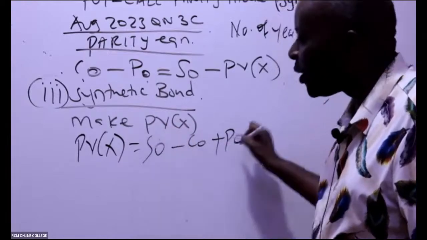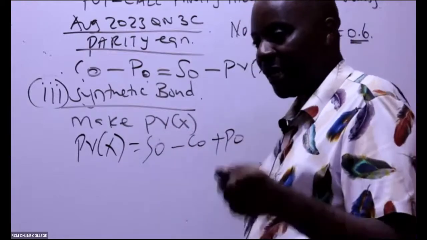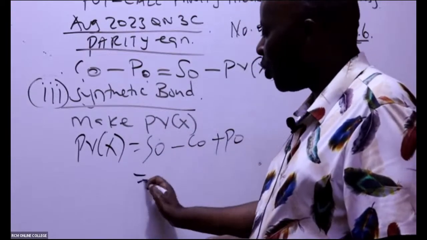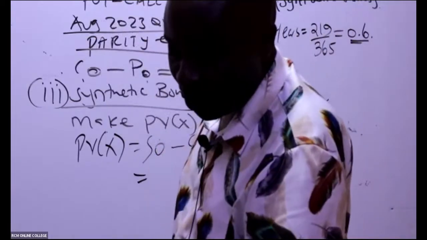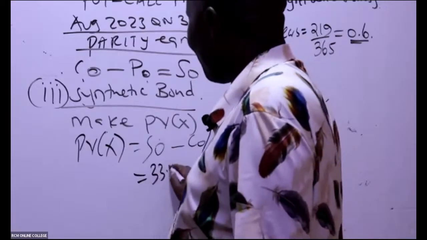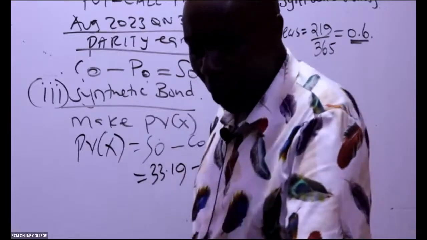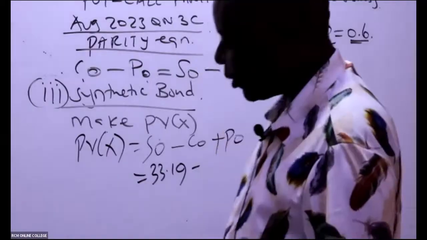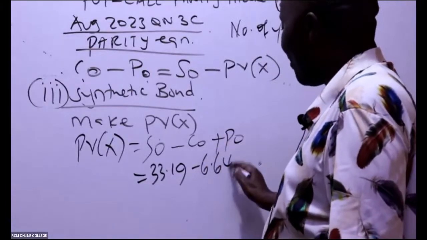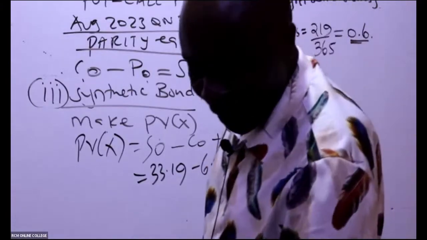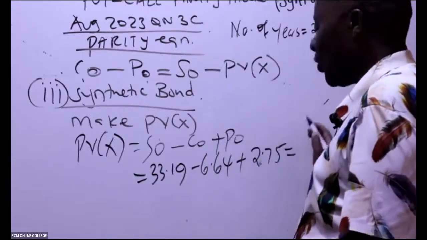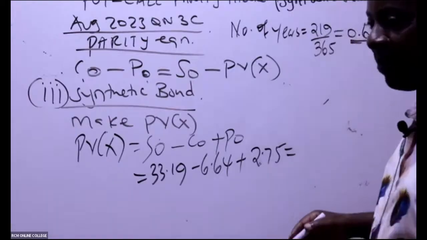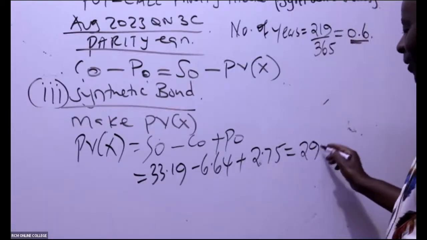So do we have this actual? Remember, you're using actual values that are given in the question. So SO is the stock price, 33.19. Minus the call price. The call price is 6.64. Plus the put price. Put price is what here, somebody? 2.75. So what figures are you able to get, ladies and gentlemen? Here I'm being given a figure of 29.3.